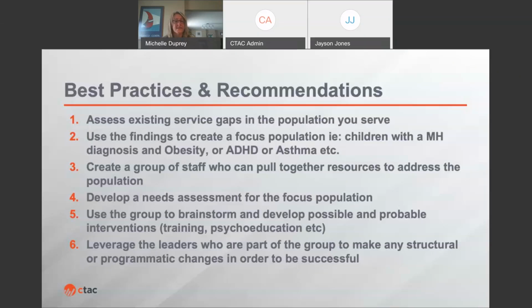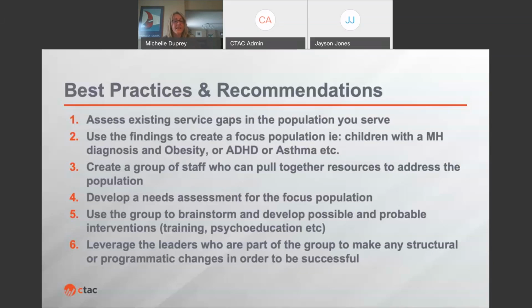So you want to assess that very specifically. Use those findings to create a focused population, as I mentioned: children with a mental health diagnosis and blank. Maybe it's obesity, maybe it's ADHD, maybe it's asthma, maybe it's something else. If you can create a group of staff who can pull together resources to address that population, you're doing integrated healthcare. It's not that high-level integrated health where you're in a doctor's office, but you are doing integrated healthcare.